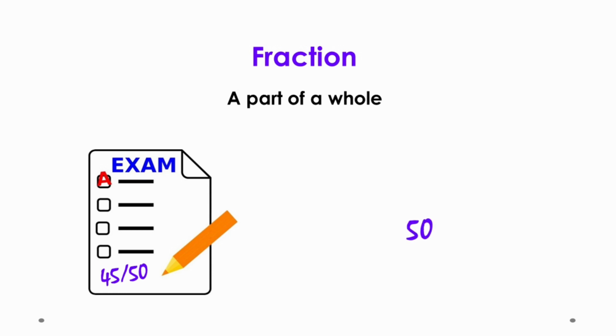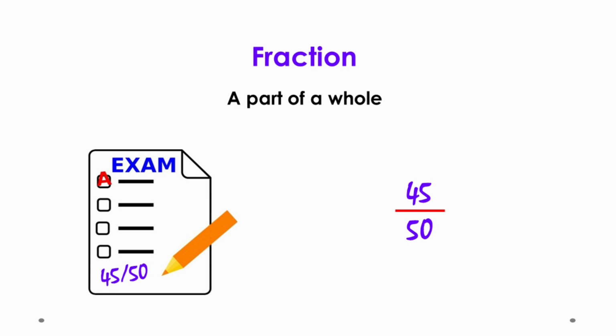50 is the number that represents total marks that can be had in the exam, and 45 is what you got out of the whole, which is 50 in this case. Let's understand this with the help of another example.